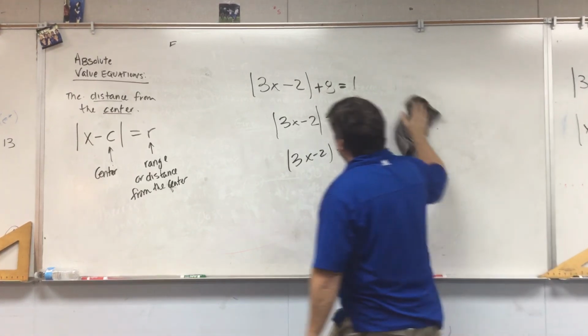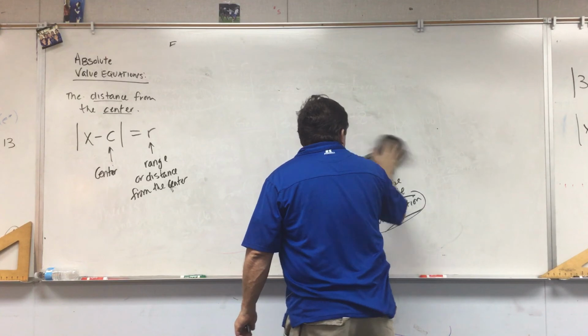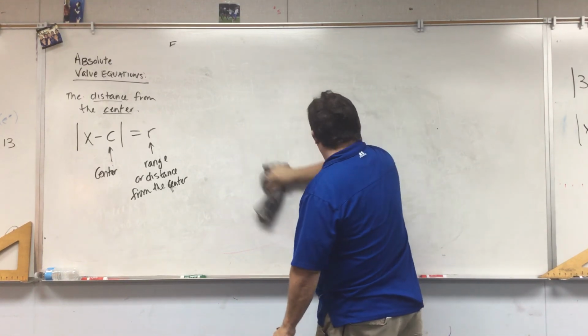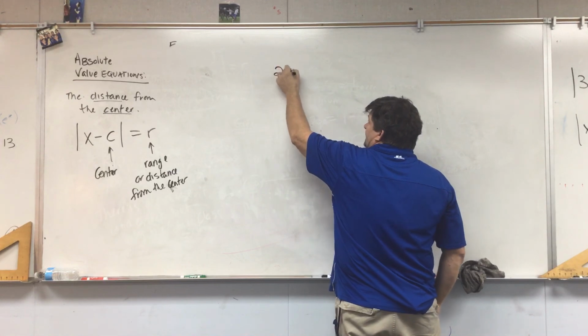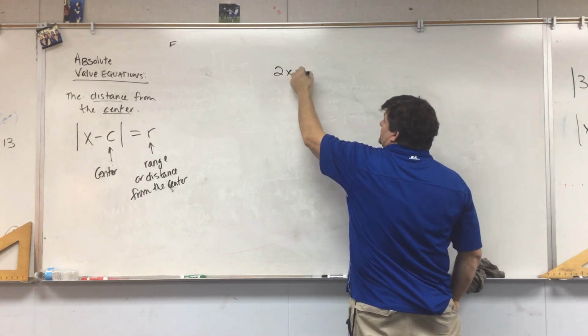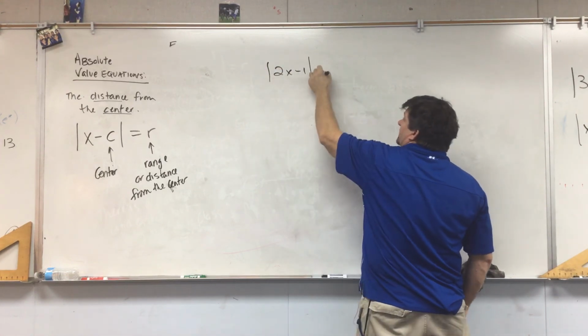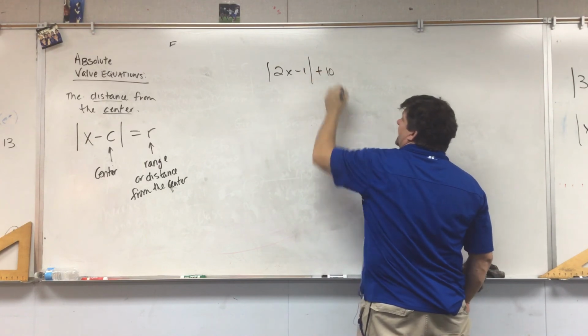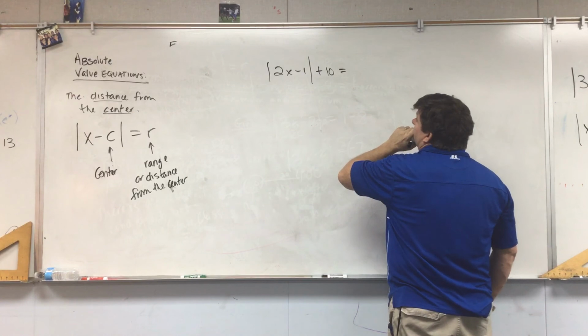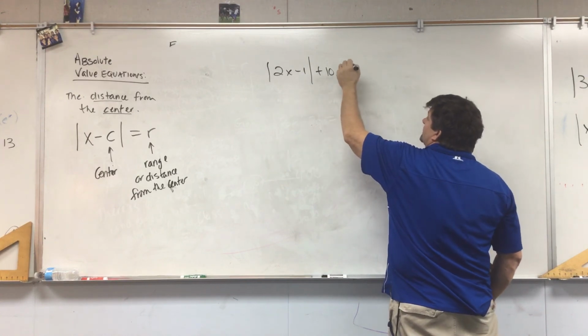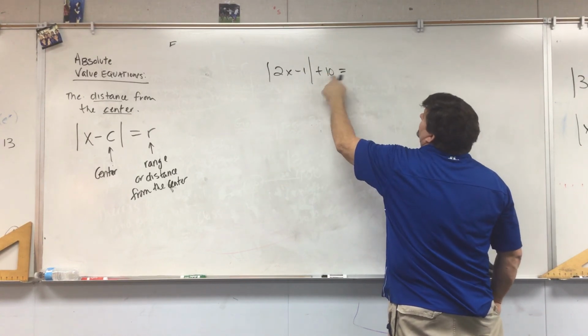Let's go ahead and give you one that will probably work here. Let's go 2x minus 1, plus 10 equals 9. No. 12.